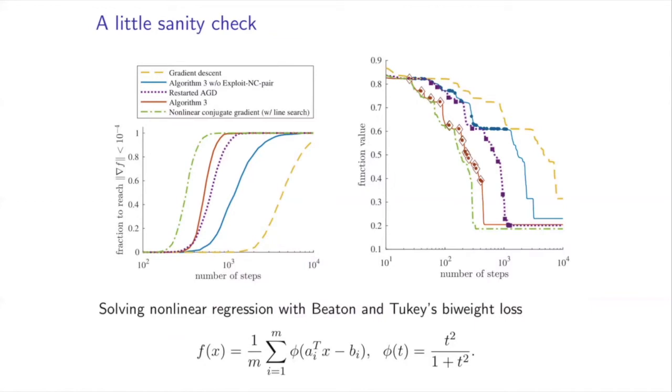I'm going to now solve a nonlinear regression problem, a robust regression, with this loss function, phi of t, which is t squared over 1 plus t squared. So it's shaped like this. Now, it's a smooth function. It's the kind of thing you see in robust statistics. I want to minimize this robust regression problem right here with this loss.